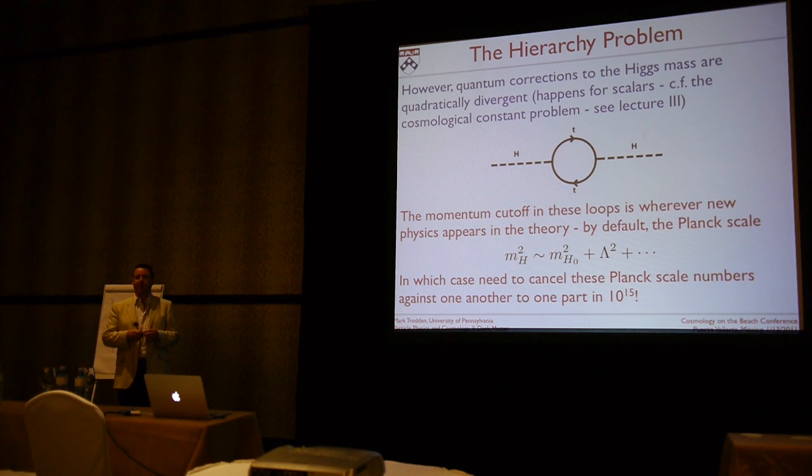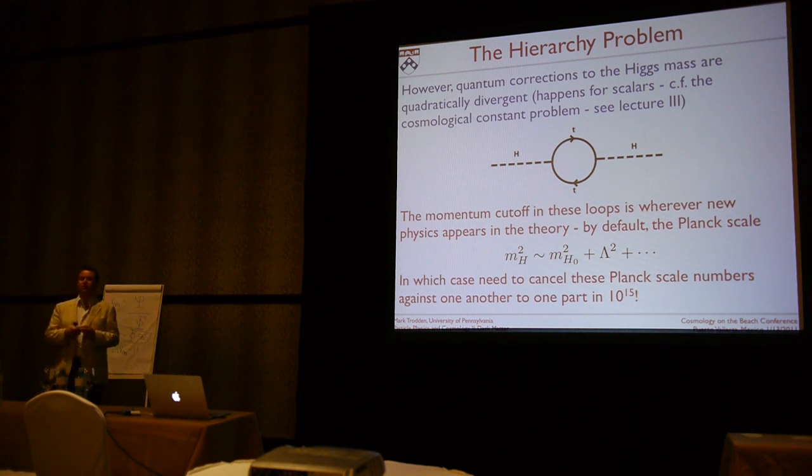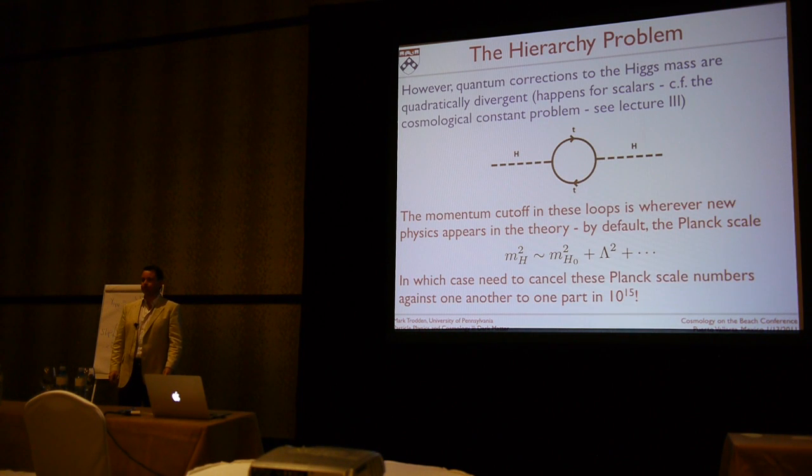That's naturalness. Technical naturalness is there's a small number in your theory and quantum effects conspire to make that an enormous number unless you do some extremely careful fine-tuning at this kind of level. This is what's called the hierarchy problem.